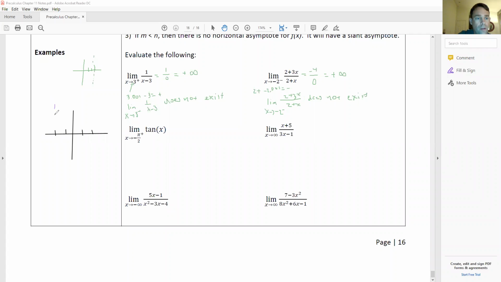If I'm dealing with tangent, I have a vertical asymptote at pi over 2 and negative pi over 2. And it comes down and it goes up. So if I'm approaching negative pi over 2 from the positive side, that would be this part right here. And I'm going to negative infinity. So that means this limit equals negative infinity. But that also means that the limit does not exist.